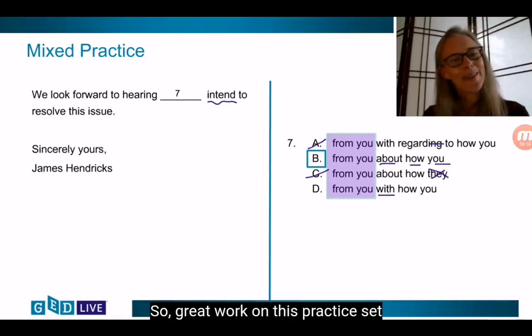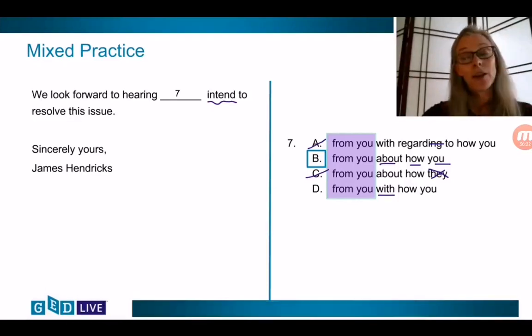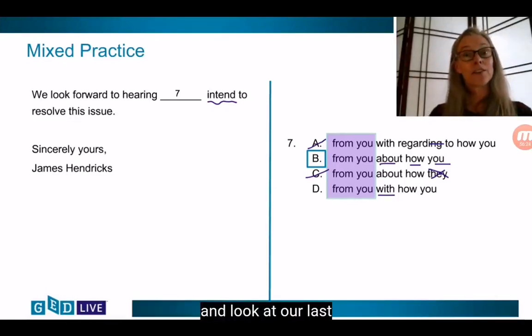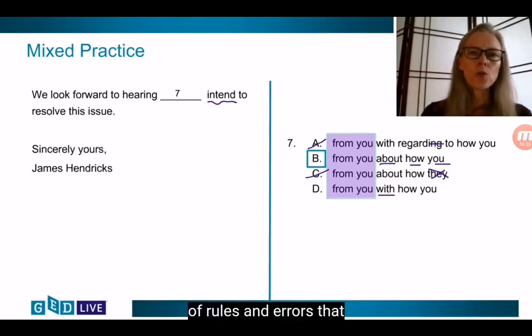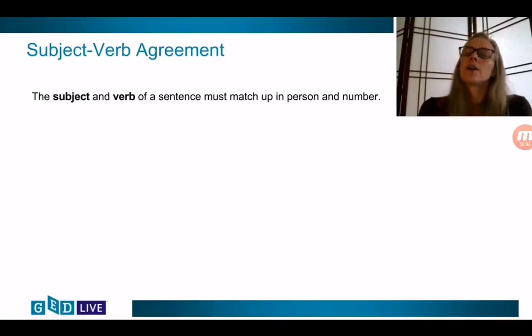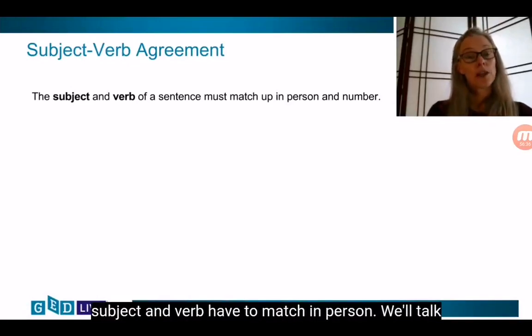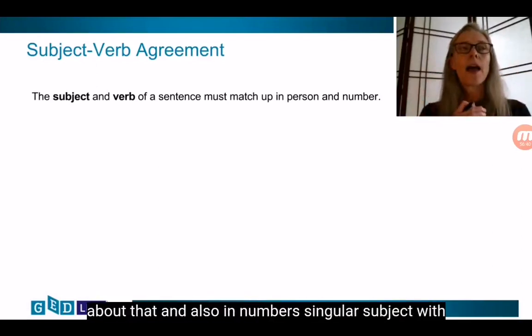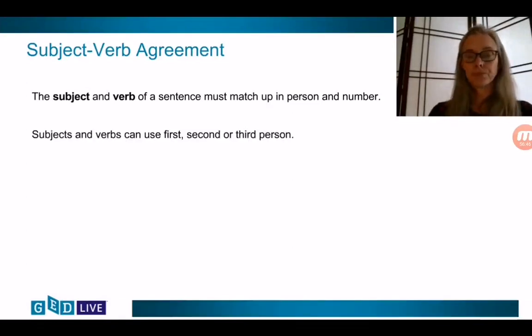So, great work on this practice set, part 1 and part 2. Let's go ahead and look at our last group of rules and errors that you want to be looking out for. So, subject-verb agreement. This is the idea that the subject and verb have to match in person, and we'll talk about that, and also in number, singular subject with singular verb, plural subject with plural verb.